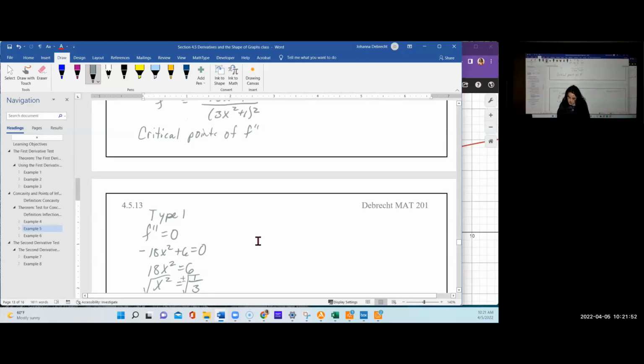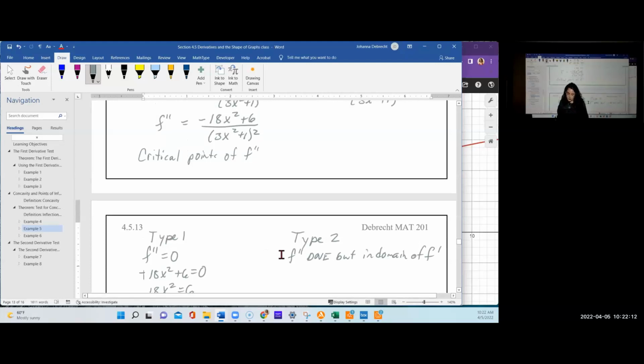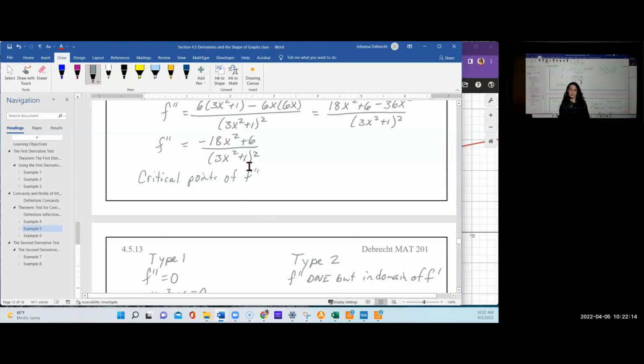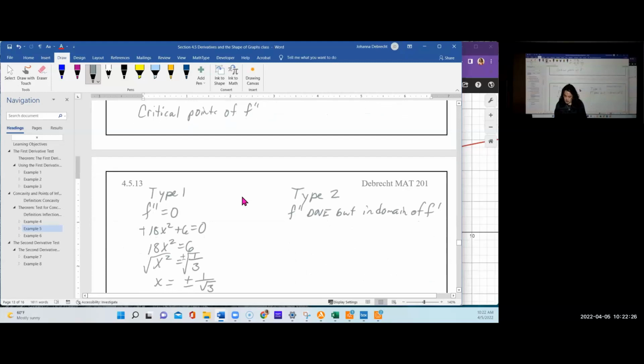Type 2s would be where the second derivative does not exist, but it is in the domain of the first derivative. So this would be second derivative does not exist, but in domain of f prime. And the second derivative is never going to have a denominator of 0 because we've got that 3x squared plus 1 again in the denominator squared. It's never 0. So there are none of type 2 again. Again, type 2s are relatively uncommon. I'm not going to say rare, but they are definitely uncommon. So there are none of type 2.